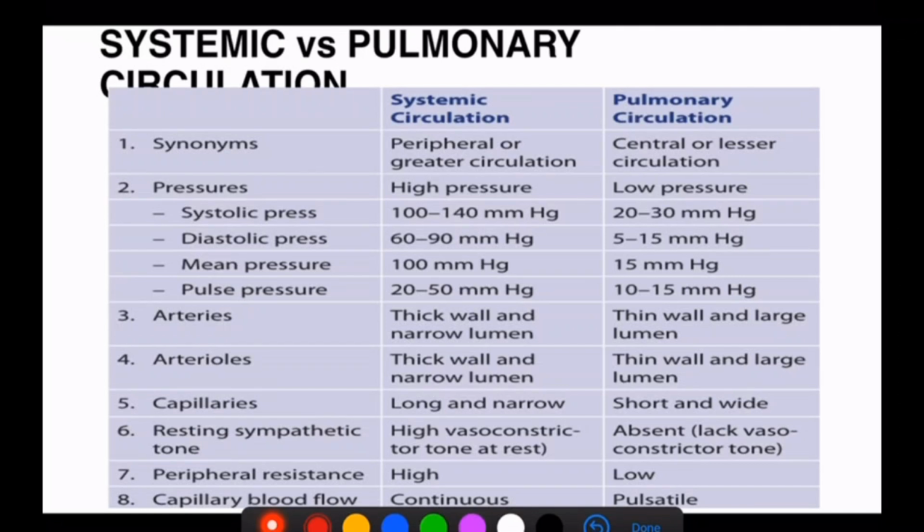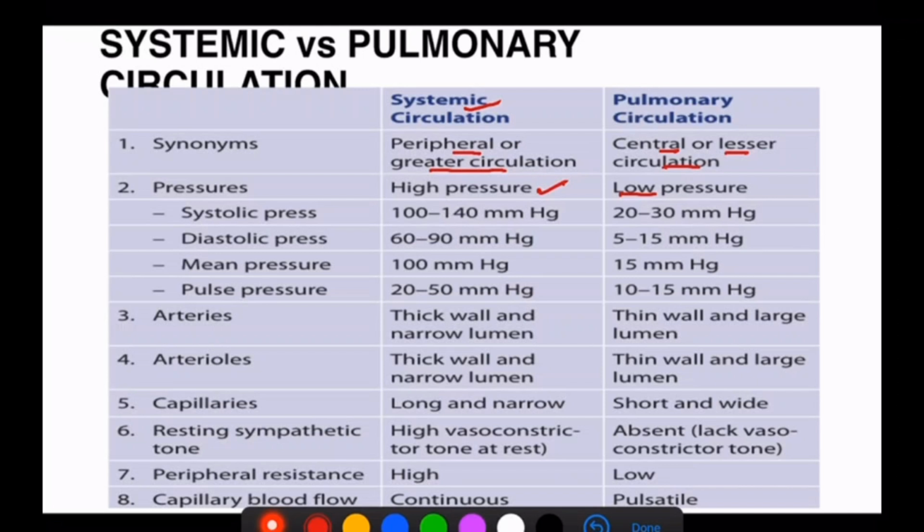Now, to give an overview between systemic and pulmonary circulation, we have systemic circulation, which is also called greater circulation or peripheral circulation, since the greater part of our body is supplied by systemic circulation. And pulmonary circulation is called central or lesser circulation, since only the lungs are supplied by pulmonary circulation. Pressure in systemic circulation is very high, while in pulmonary circulation it is low.